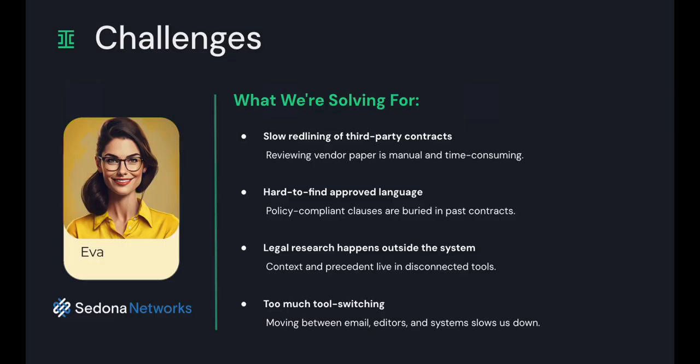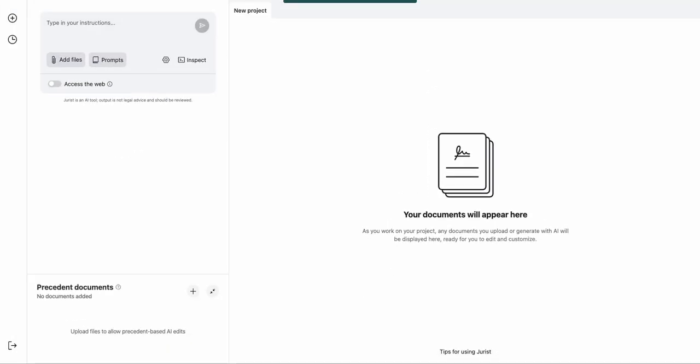Let's start with the challenges we face and what we're solving for. Renewing third-party paper takes too long. We need every redline to follow an internal policy, but our approved language is often buried in past negotiated contracts. And since legal research often happens outside our core workspace, it slows everything down. That's where Jurist comes in.